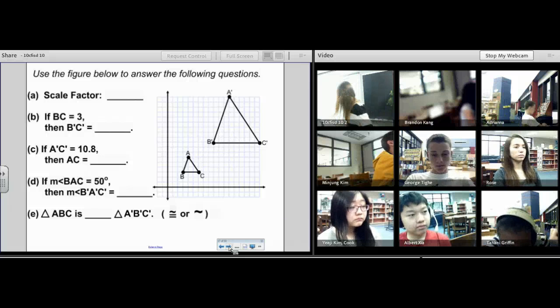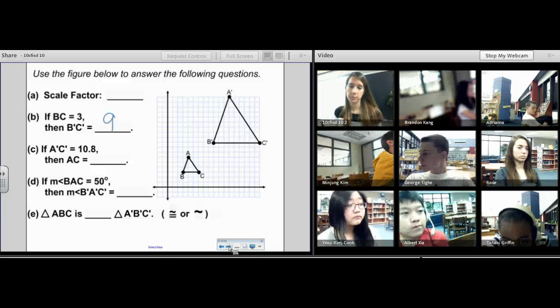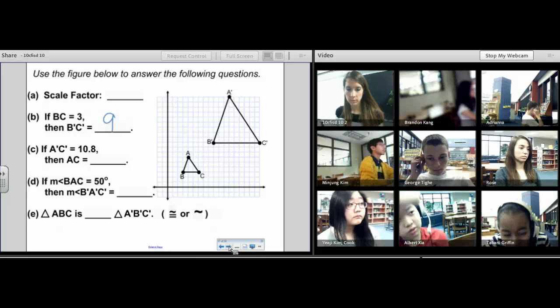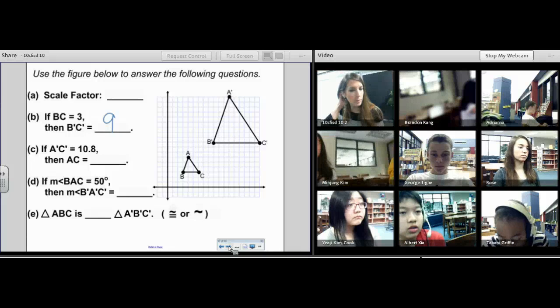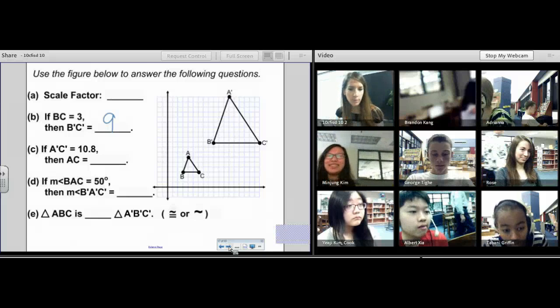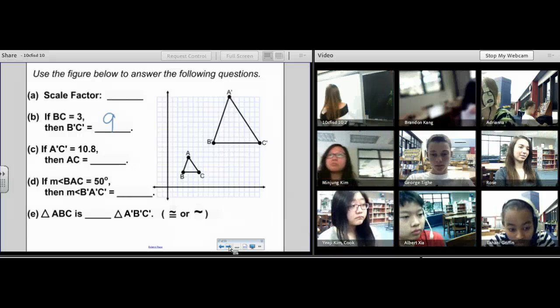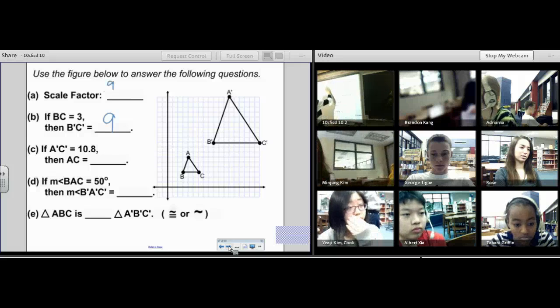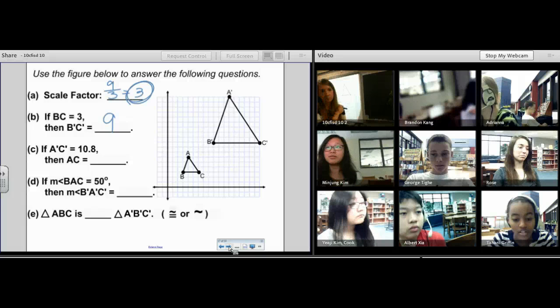Good? Me and Jamie up. Well, you already know it's 9. So yeah, you're doing 9 divided by 3. Second over first. So the answer is 3.